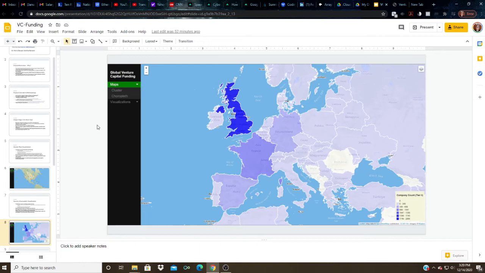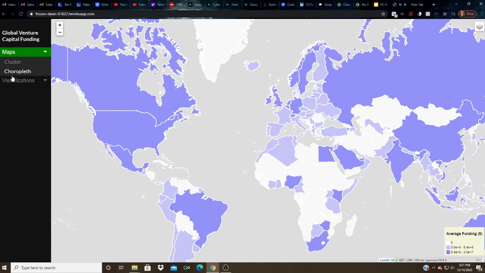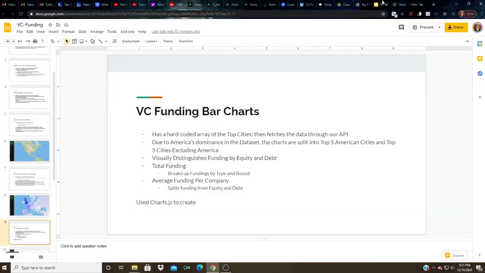It shows the United Kingdom as having the second most startups, but most on this map because we exclude the United States. Then if you go to the VC funding bar charts, which is the next part of the app, here is the maps drop down. We have visualizations, which will be bar charts. We have an array of the top cities. At some point we could update that so that it gets the information and then determines what the top cities are, especially if it's dynamically live updating.